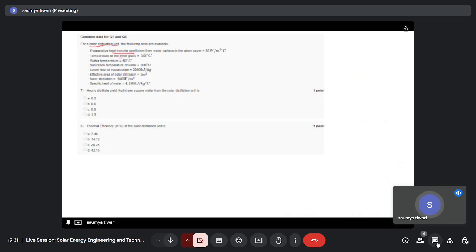The temperature of inner glass is given. Water temperature is given. Saturation temperature of water, we know that. Latent heat of vaporization for water is given. Effective area of the solar still basin is also given in the question. Solar insolation is given, and we already know the specific heat of water. Now the question asks to calculate the hourly distillate yield in kilogram per hour per square meter from this solar distillation unit. Then you can also calculate the thermal efficiency for the solar distillation unit.